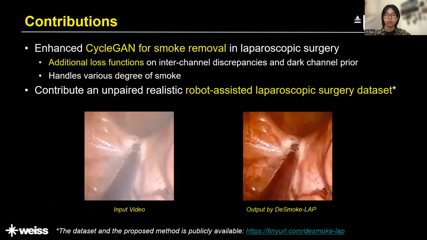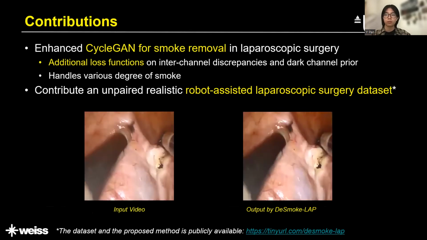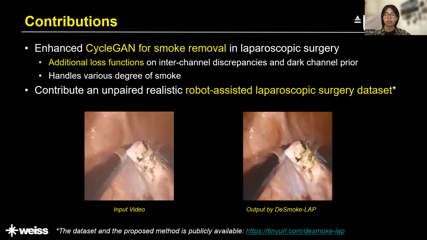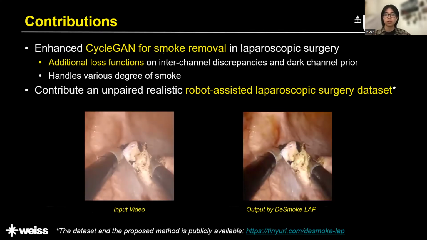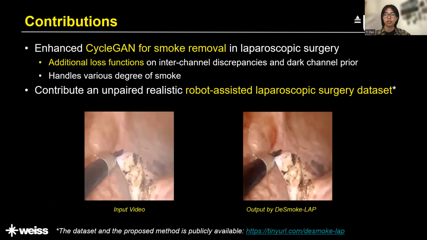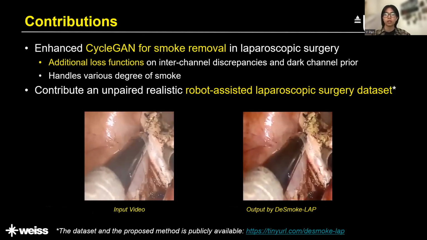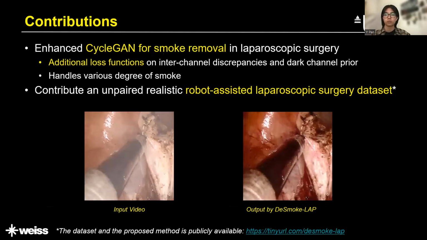Therefore, we propose DeSmoke-LAP, a new method for removing smoke from real robotic laparoscopic videos. The proposed method is based on CycleGAN, the unpaired image-to-image cycle-consistent generative adversarial network, and is enhanced with two novel loss functions in our model. One is interchannel discrepancy, and the other focuses on the dark channel prior. They are integrated to handle various degrees of smoke while maintaining the true semantics and illumination of scenes. Besides, we contribute an unpaired realistic laparoscopic surgery dataset for the research.